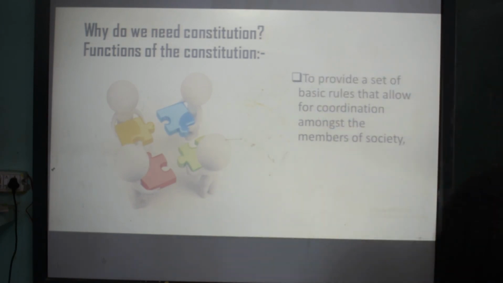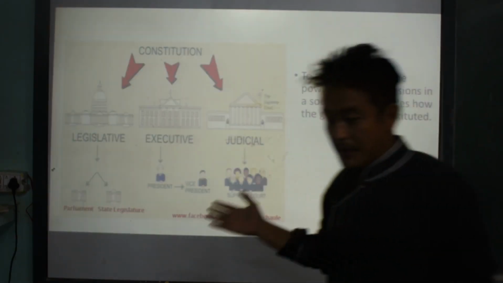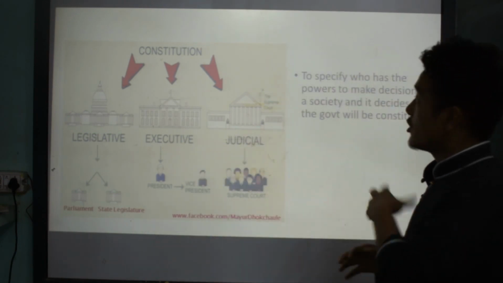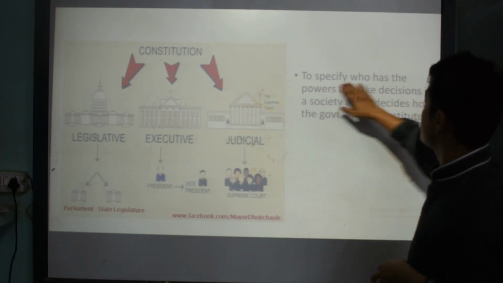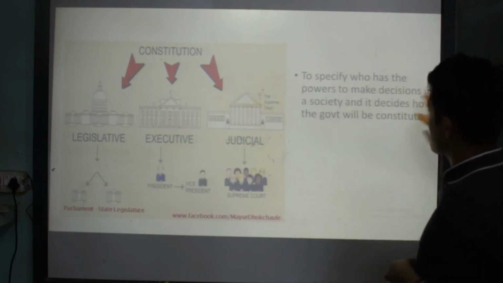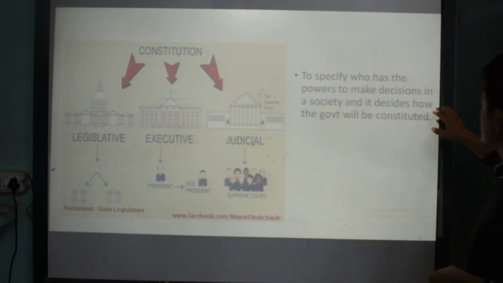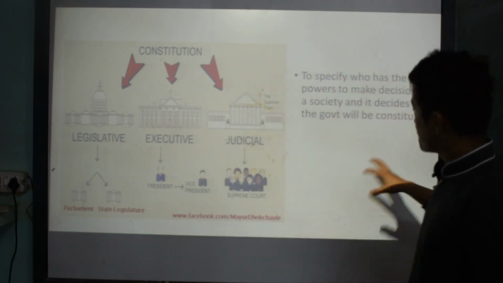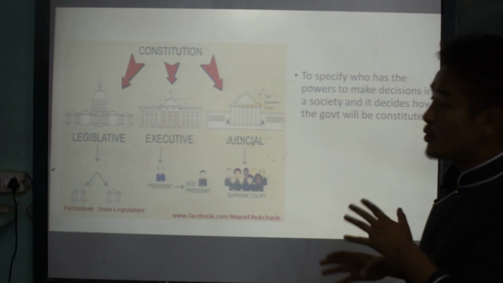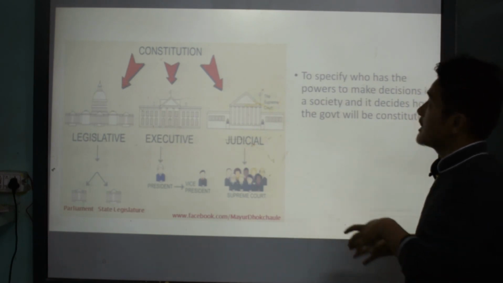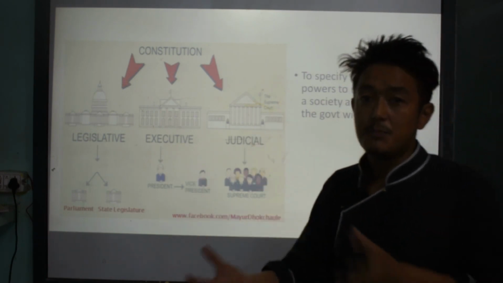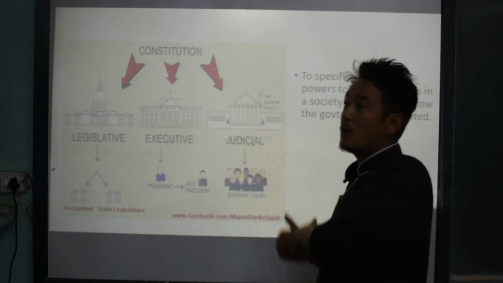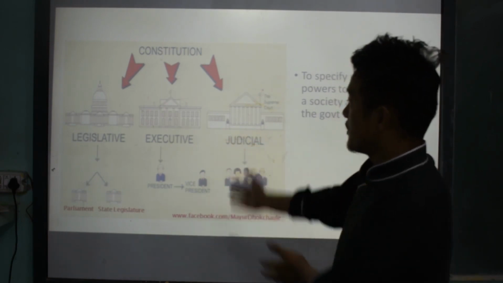Okay. Now the next point, the next function the Constitution performs, is to specify who has the powers to make decisions in the society, and it decides how the government will be constituted. So this is one of the important functions the Constitution performs: it allocates the powers between different institutions. So it will allocate the powers and responsibility to the legislature.